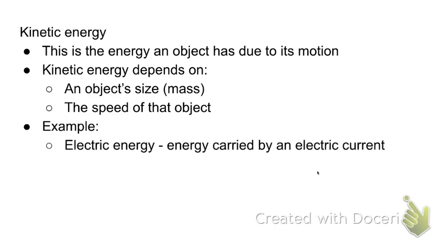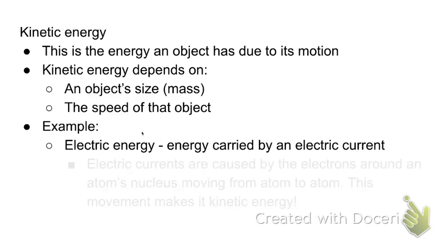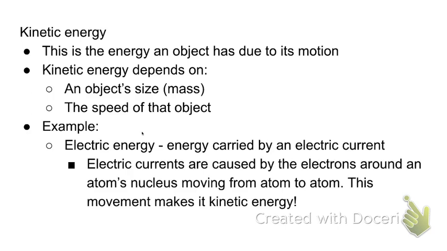For example, electric energy is energy that is carried by an electric current, so the type that we use to power our lights and our cell phones. Okay. Electric currents are caused by the electrons around an atom's nucleus moving from atom to atom. This movement makes it kinetic energy. So we would classify electric energy as kinetic energy because in order for something to have electric energy, the particles must be moving, specifically the electrons. Okay? Objects that move faster have more kinetic energy. Okay?